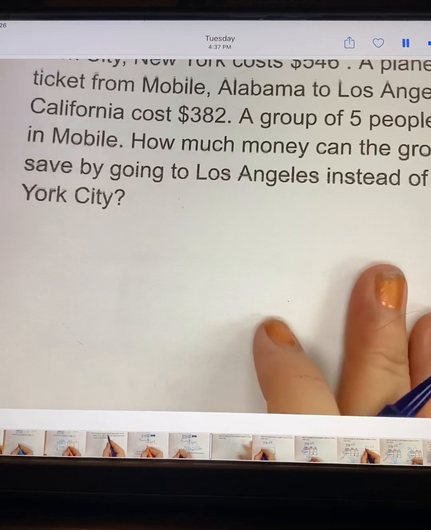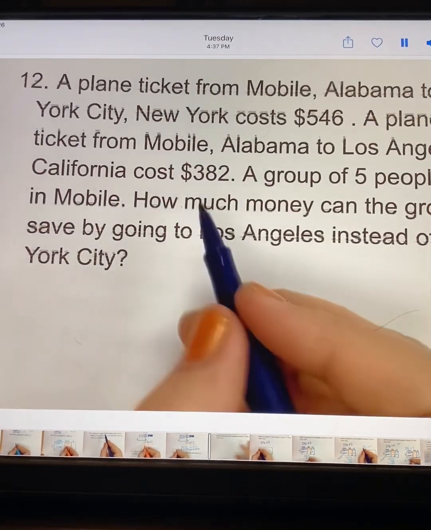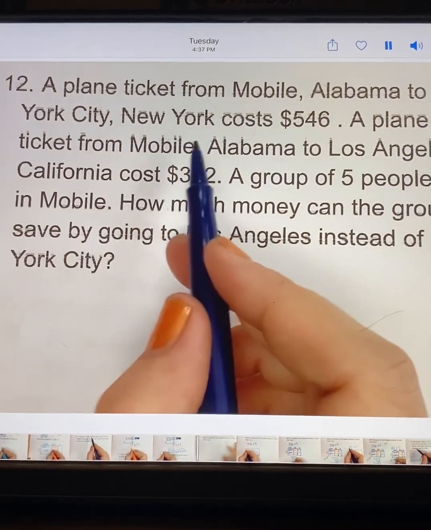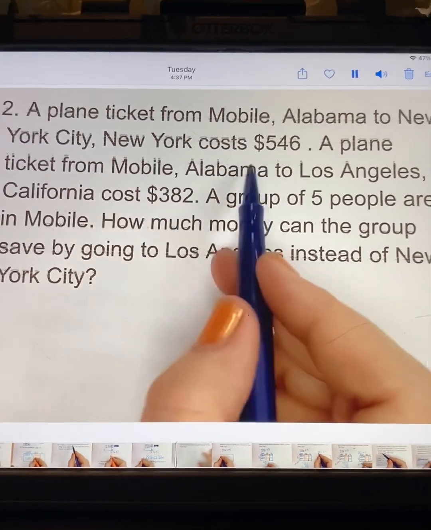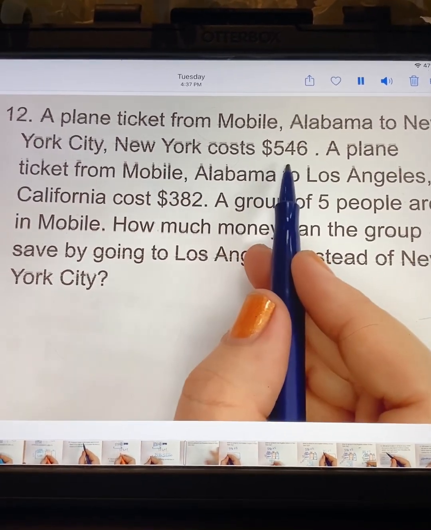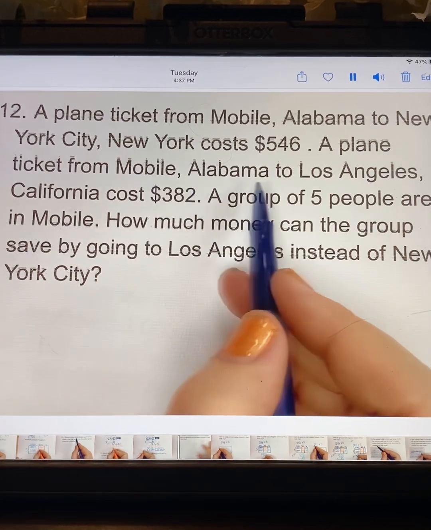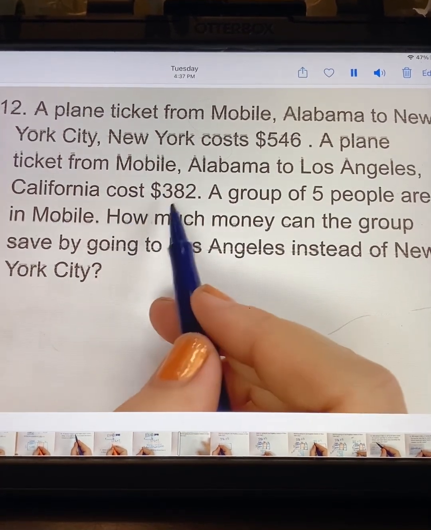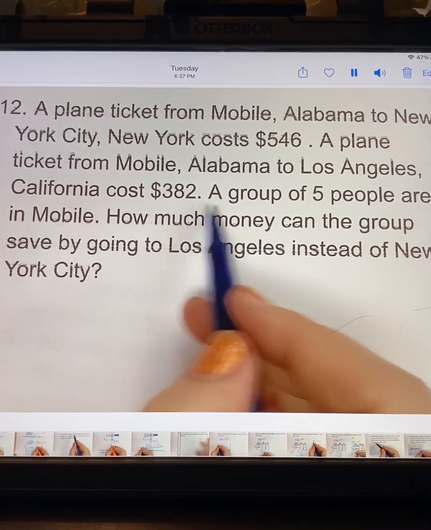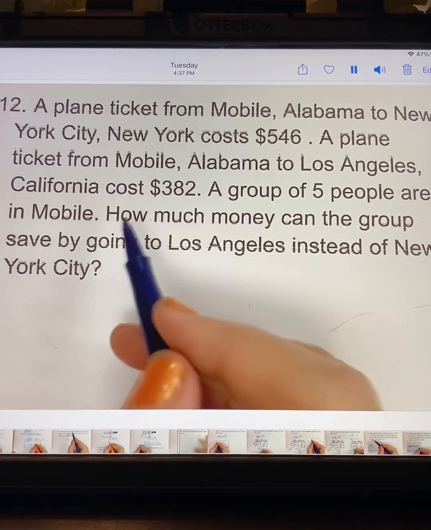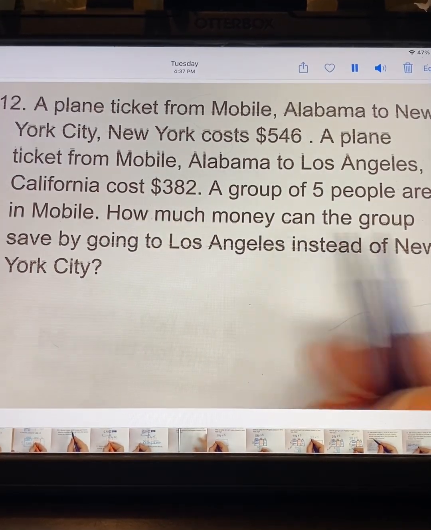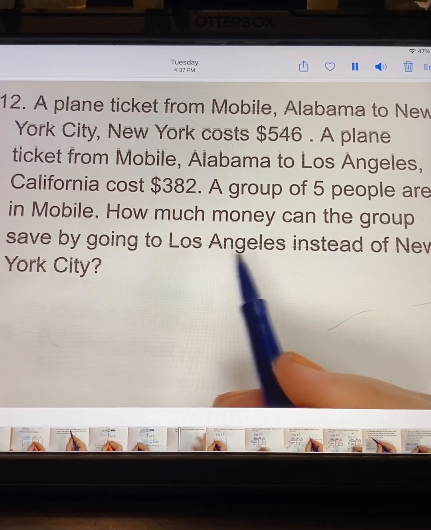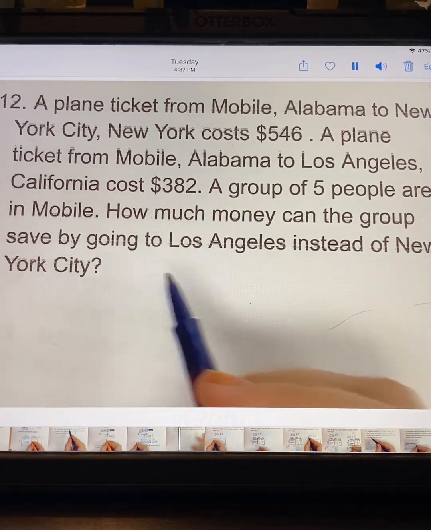All right, look at number 12. A plane ticket from Mobile, Alabama to New York City, New York, costs $546. A plane ticket from Mobile, Alabama to Los Angeles, California costs $382. A group of 5 people are in Mobile. How much money can the group save by going to Los Angeles instead of New York City?